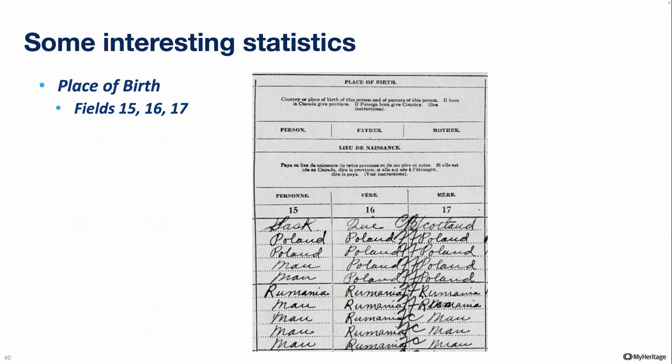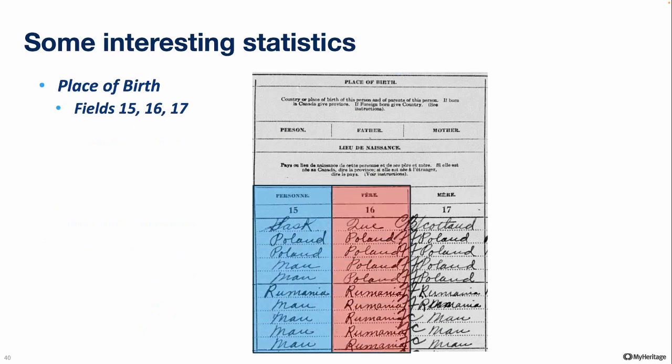The place of birth in fields 15, 16, and 17. So the instructions told the enumerator to record the province. So we have Sask for Saskatchewan and Man for Manitoba, or the name of the country. So we have Poland, Romania here. Again, another example of normalization that we conducted.